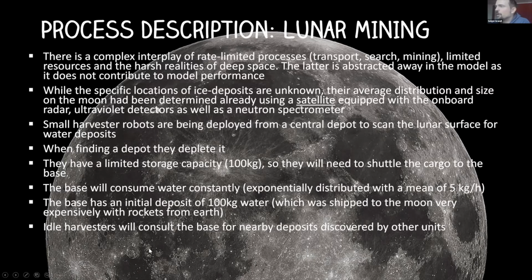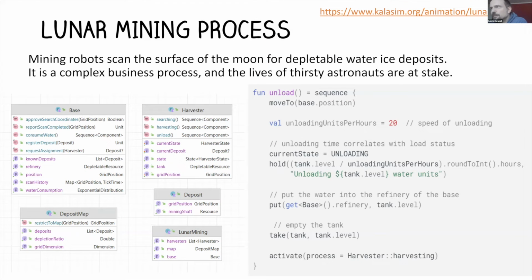Okay, and what I then did is I modeled this process with kalasim, and we can use the IDE build and visualization abilities to also simply visualize the API surface of the model. And I think it's rather easy to read, because all we have is a base which does some negotiation regarding search and deposits, and it's doing some assignment of harvesters to certain deposits.